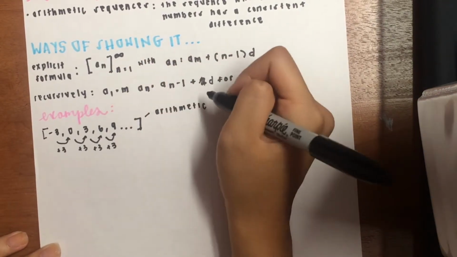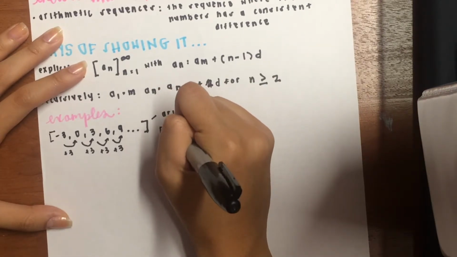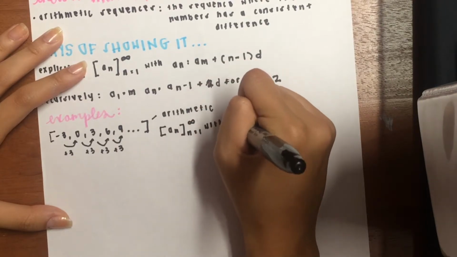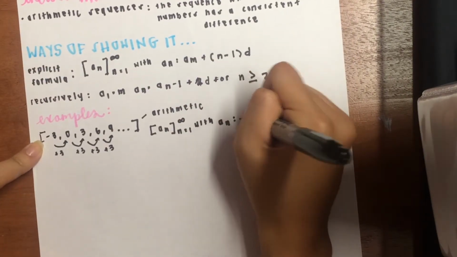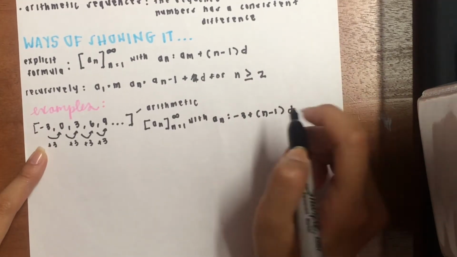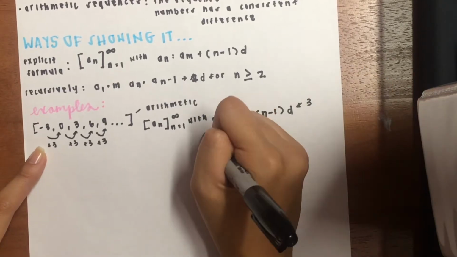So we can write this in the explicit formula by n equals 1, goes all the way up to infinity, with a_n equals -3 plus (n minus 1) d. d is 3, and we can rewrite that to -3 plus 3 times (n minus 1), so the 3 is in front of the parentheses.